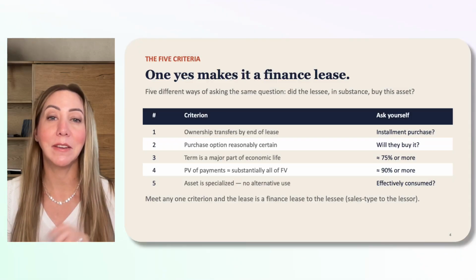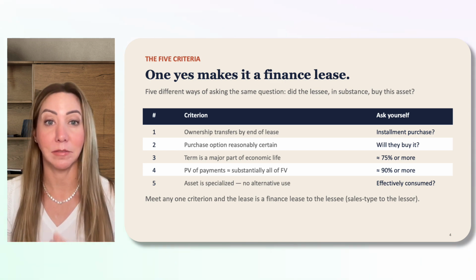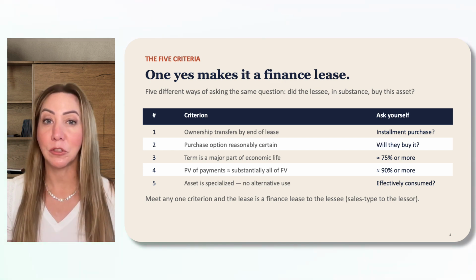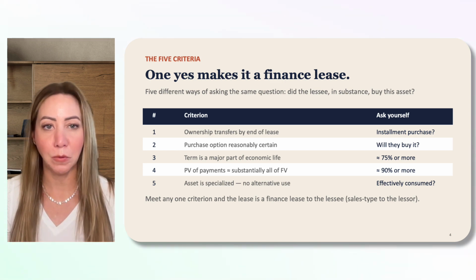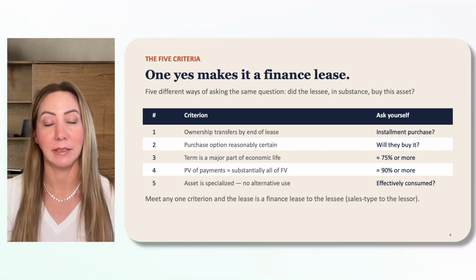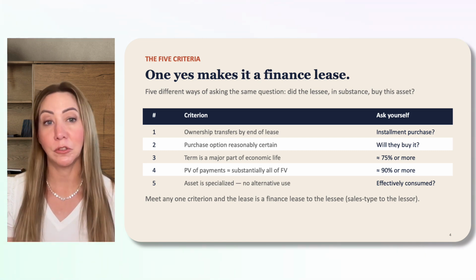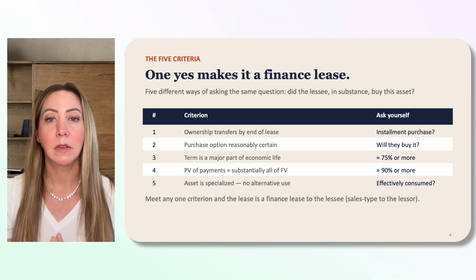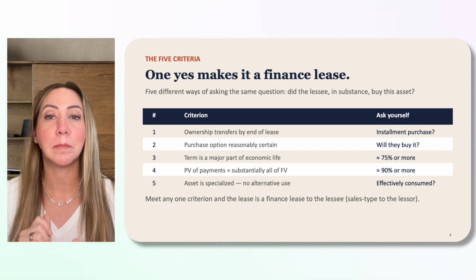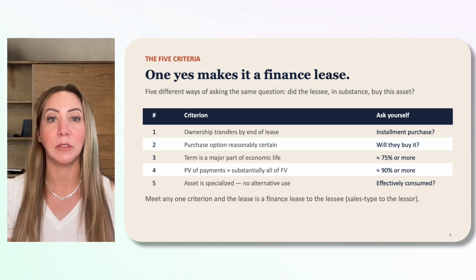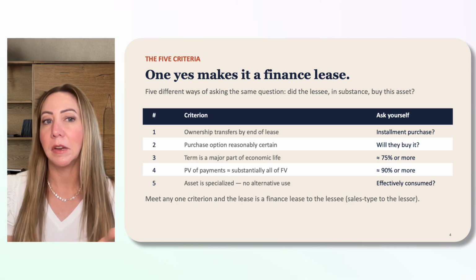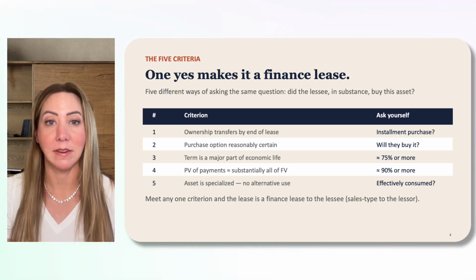So how do we decide? GAAP gives us 5 classification criteria. If any one of them is met, just one, the lease is a finance lease to the lessee. The first one, ownership of the asset transfers to the lessee by the end of the lease. That would be in the contract. That's a purchase on an installment plan, plain and simple. The second one, the lease contains a purchase option that the lessee is reasonably certain to exercise. For example, an option to purchase at a bargain at the end. If we're confident you'll buy it, it's a purchase.